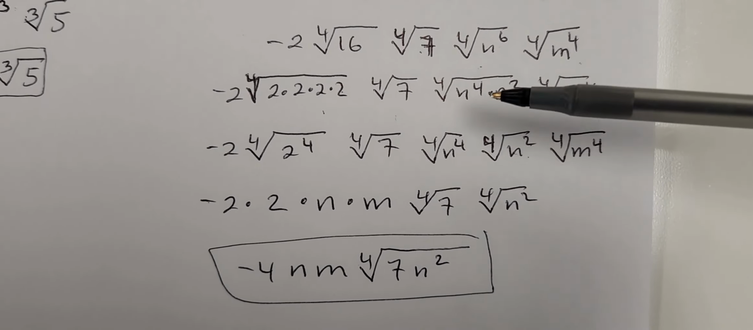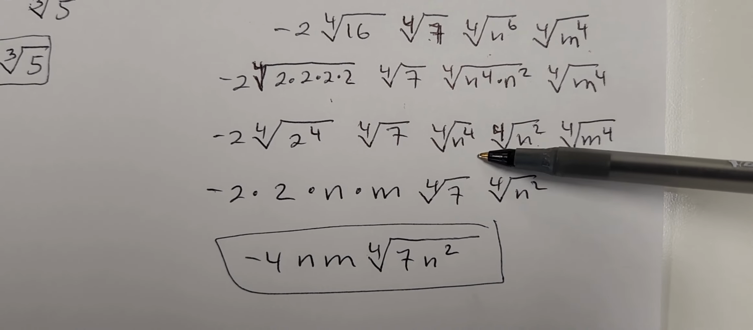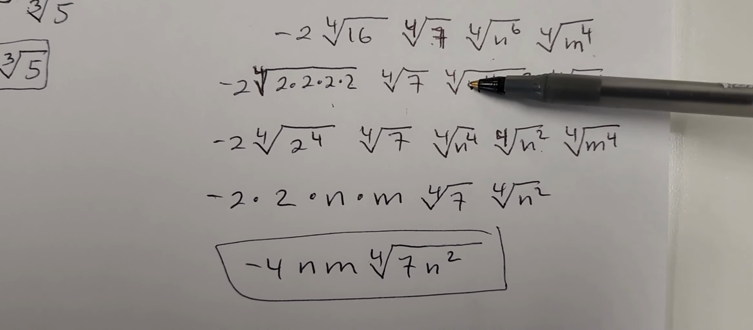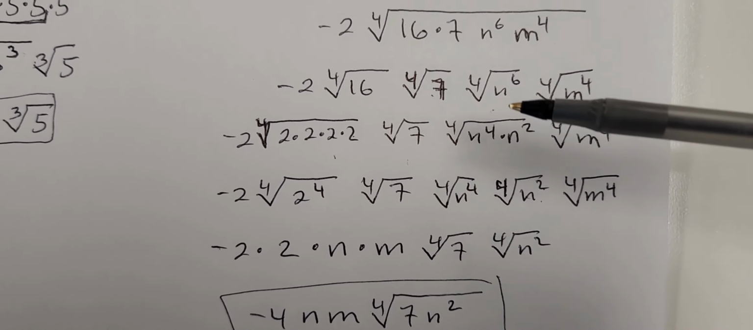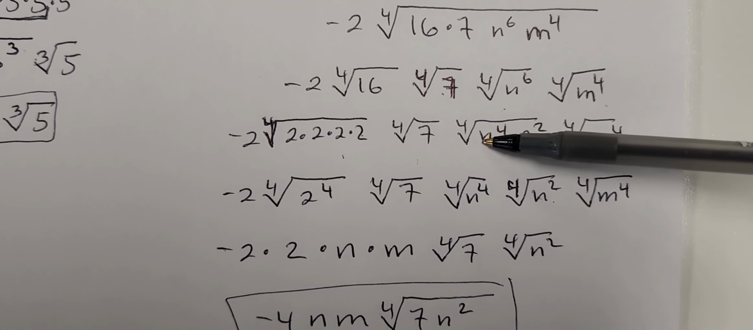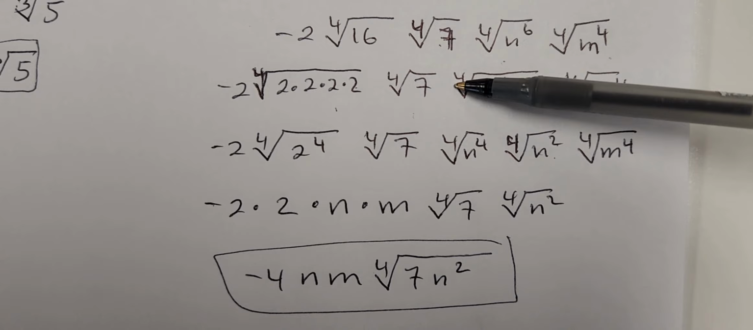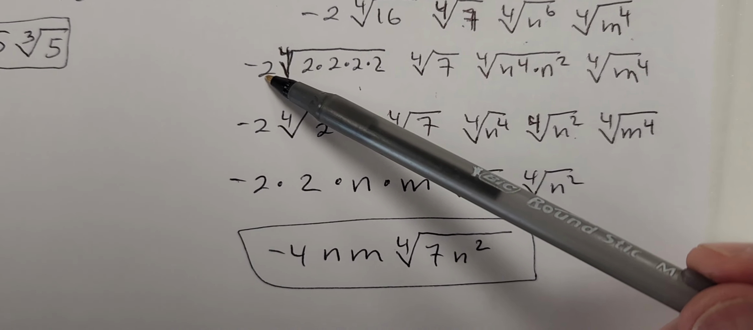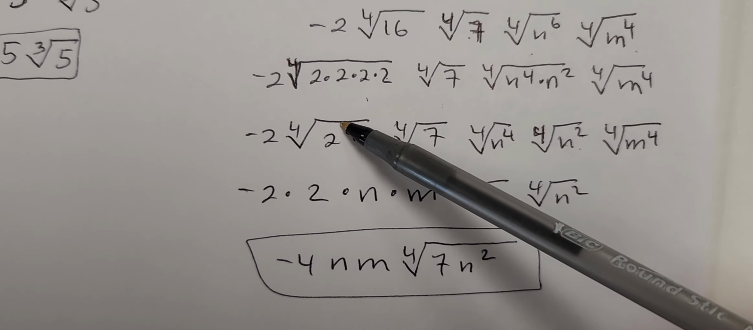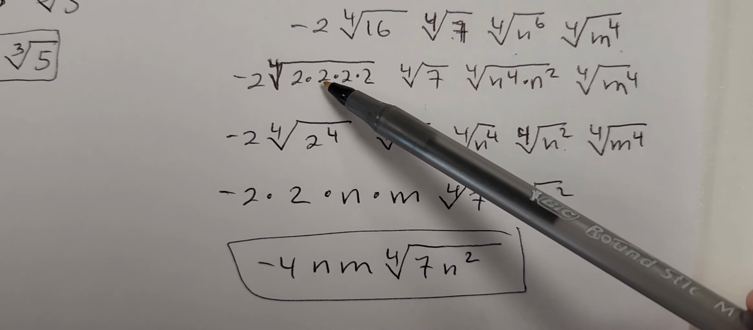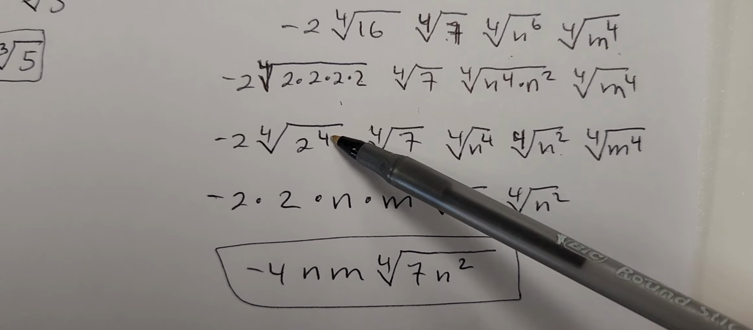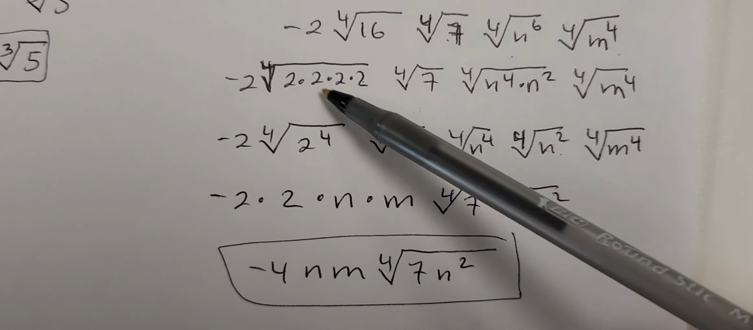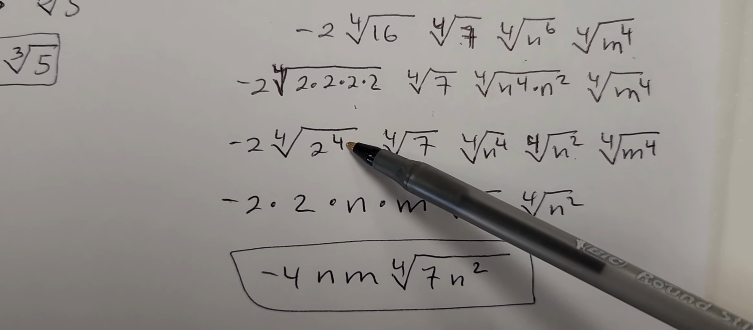Earlier I went from this line to that line. Now I want to go from this line to the next line. This -2, I haven't done anything to it, so bring it straight down. Here I sort this out: 1, 2, 3, 4, so four 2s. There are four 2s, so 2 to the 4th.